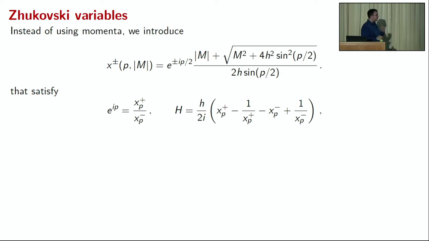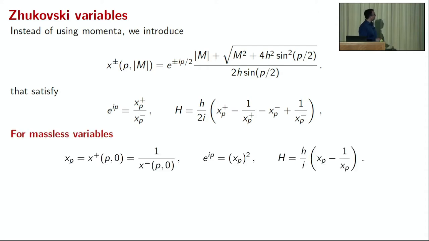Now, one slightly new feature is that you can also have massless particles. And these relations here become a little bit simpler because x plus and x minus are no longer independent. There is only one x, which is x plus, let's say, and x minus is just the inverse of that. Another thing that you realize pretty quickly is that for a massless particle, it makes sense to consider real momentum, but not so much complex momenta, because you cannot really cook up bound states of massless particles. So x for real momentum is just, or rather x squared is e to the ip, so x lives on the circle, in particular on the upper half circle.